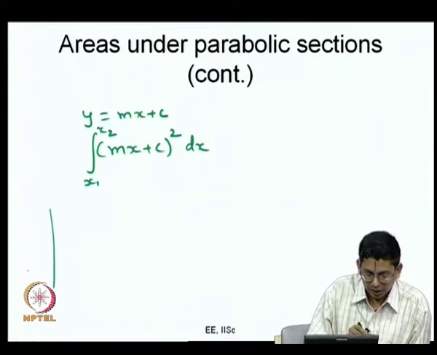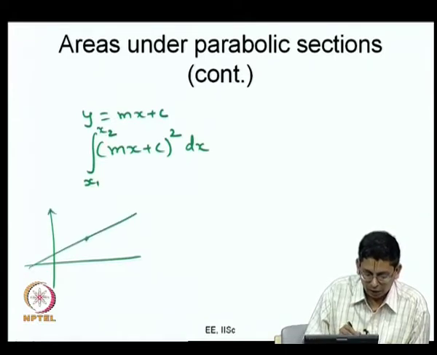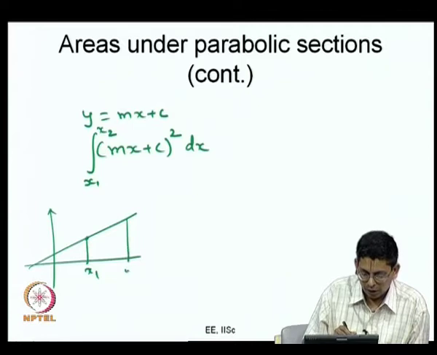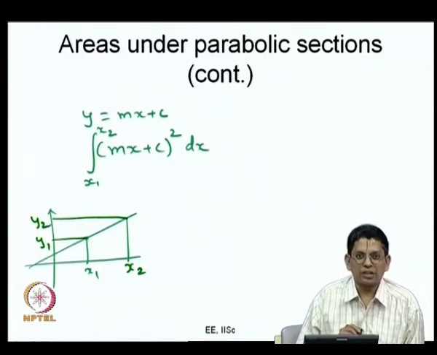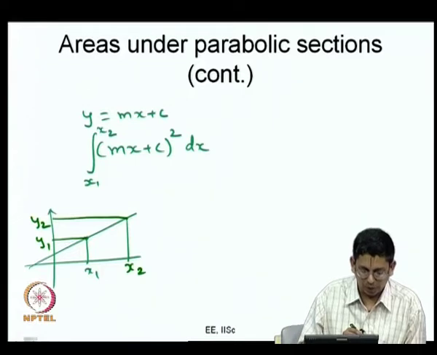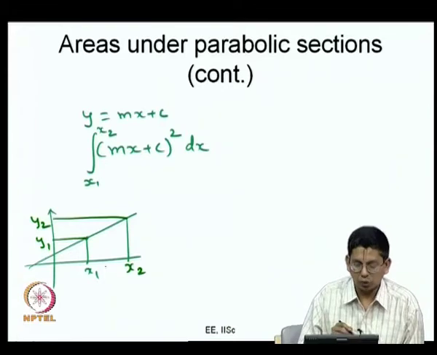Let us say I have a straight line like this, with points x1 and x2 and the corresponding values y1 and y2. Now, I am going to square this to get a parabola. So, this is what I am trying to do: (mx plus c) the whole squared, integrated with respect to dx. So, what do I get here?